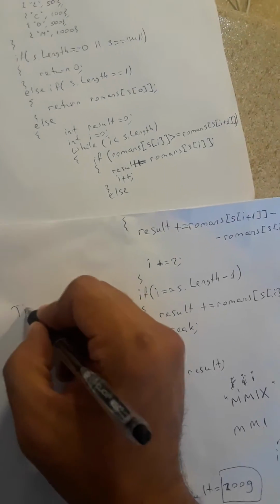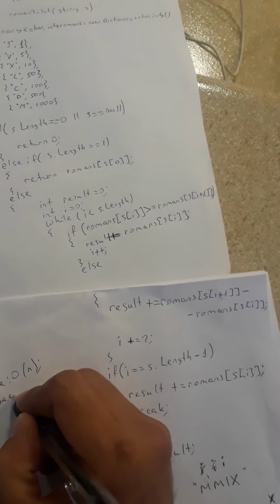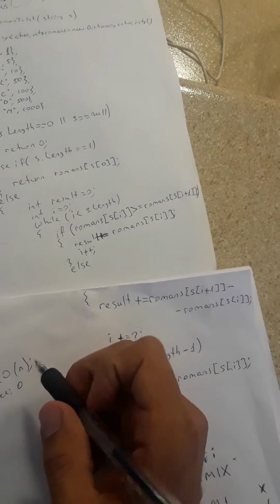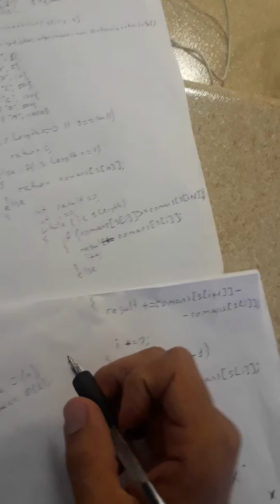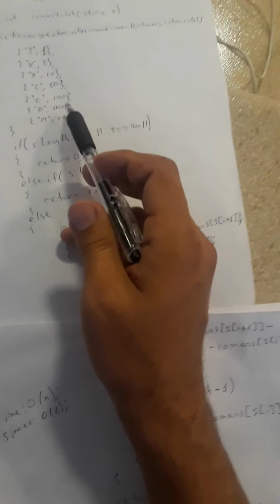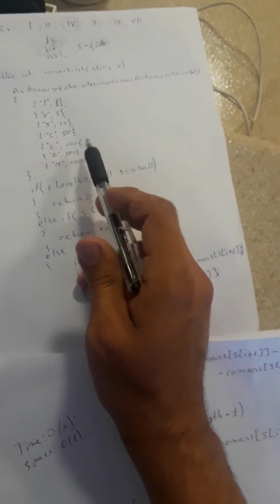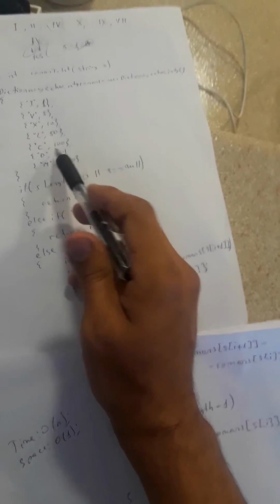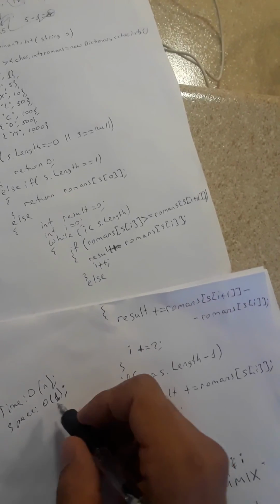And the time complexity for this is order of n, because we're using a while loop, and the number of operations is the number of characters in the string. Space complexity is also order of 1, because even though we are declaring a dictionary, the memory consumption of the dictionary is constant. We're just using 7 elements in the dictionary. For the rest we don't use anything. That's why the memory consumption is constant.